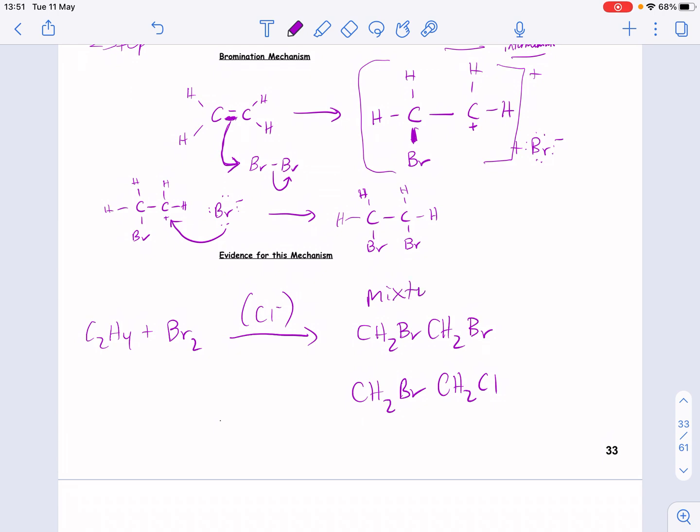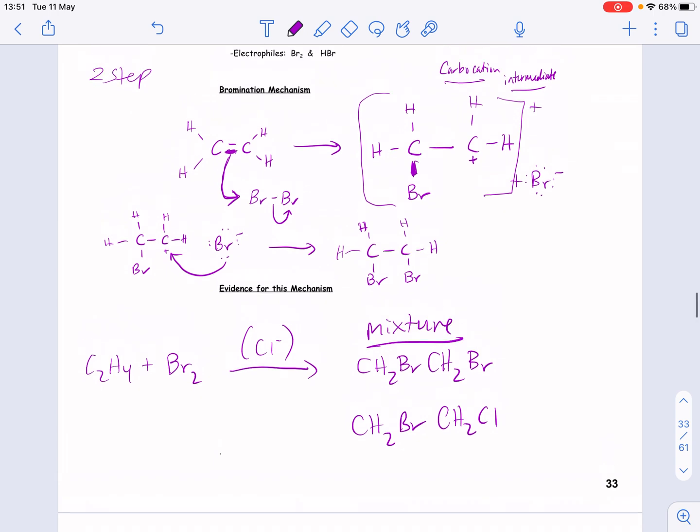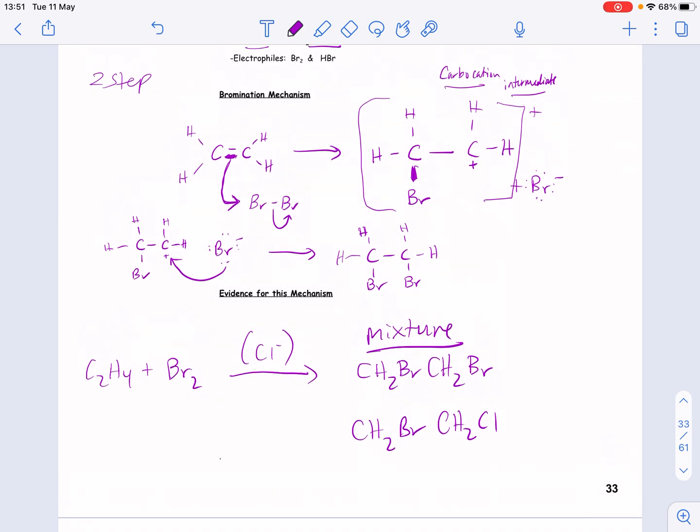Now, why is that evidence for this mechanism? Well, it's evidence that there is a point in this mechanism where a carbocation is formed, and that the bromine has to add on first. So meaning in the first step, you've got the donation to the first Br, and that this first bond is formed. That's sort of the first step of the process, and then you're left with this intermediate that has a carbon atom that's positively charged.